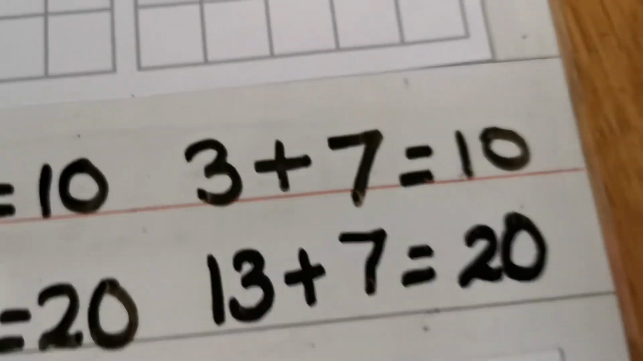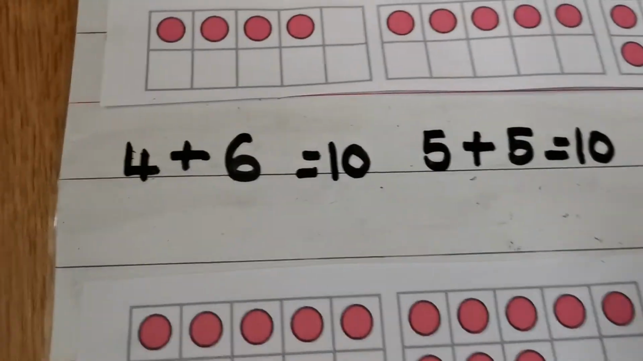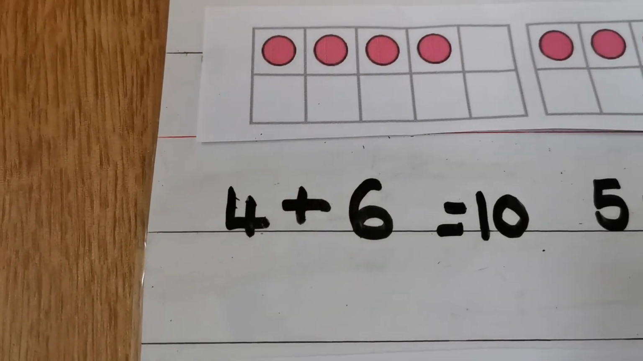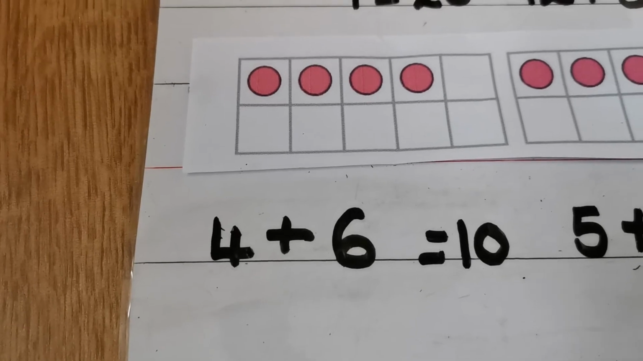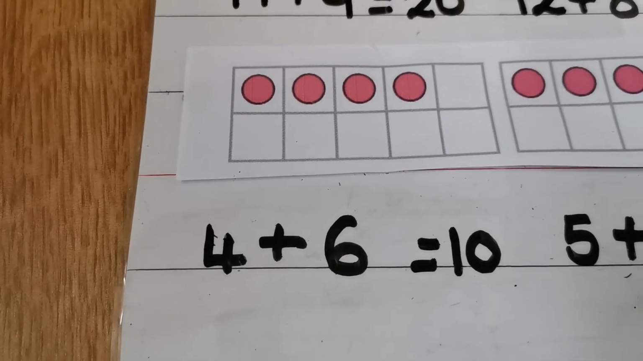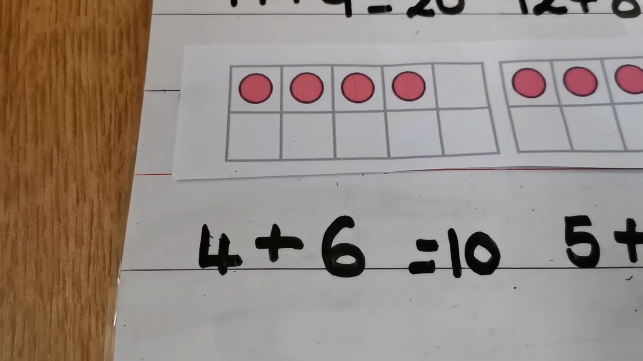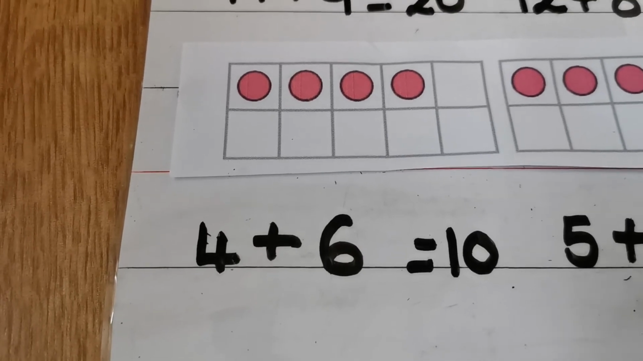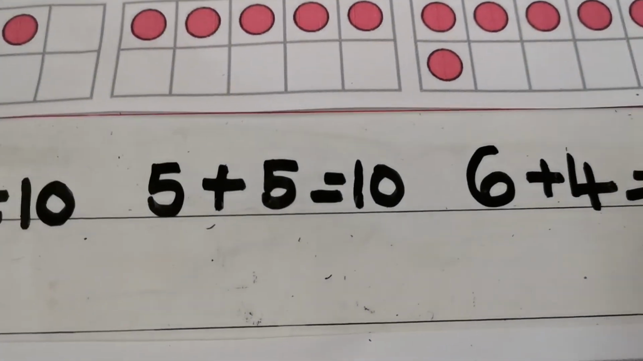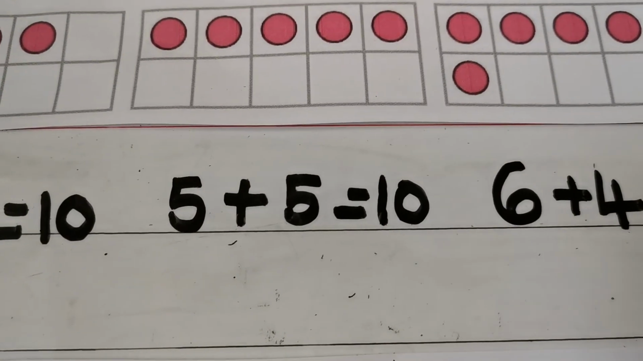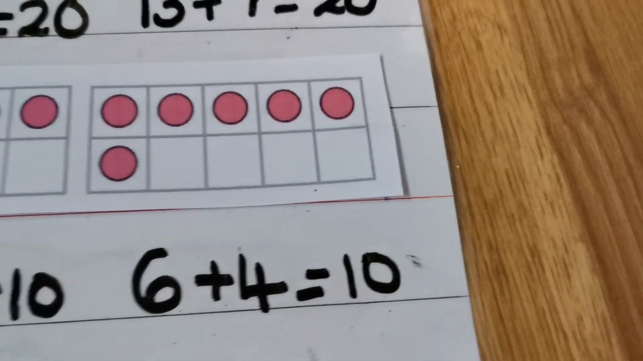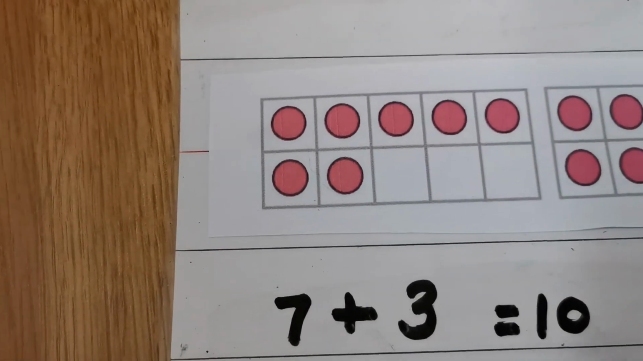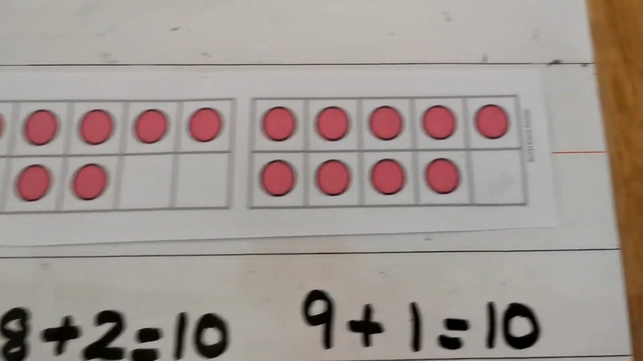Right, I'd like you to have a go on your own now. Have a go at making 20 using the 4 add 6 tens frame. This time make 20, so you need an extra 10 on there. Use the same pattern. Make 20 with 5 add 5 by adding 10 more, 6 add 4 by adding 10 more, 7 add 3, add 10 more, 8 add 2, add 10 more, and 9 add 1, add 10 more.